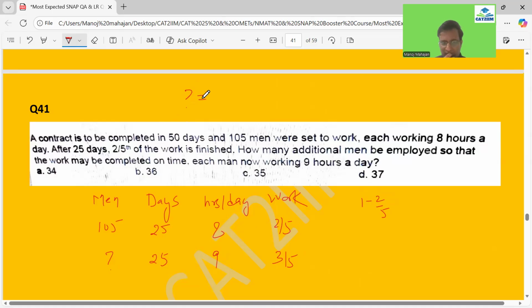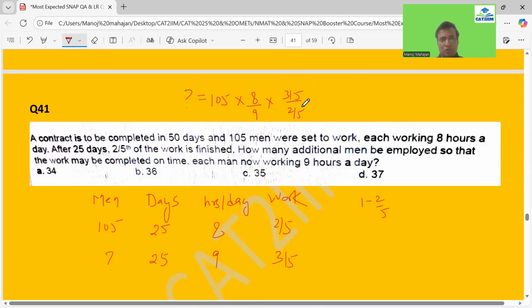This is the way I do it. Write the number in front of that, that is 105. Now days are the same, so no change because of the days out here. Now the number of hours per day you have more, right? So number of men required would be less. So in that case, you would be multiplying with a number less than 1. So I'll be doing what? 8 by 9, right? Now the work is more, so you would be multiplying with a number more than 1. So it would be 3 by 5 divided by 2 by 5. It's something like that, right?